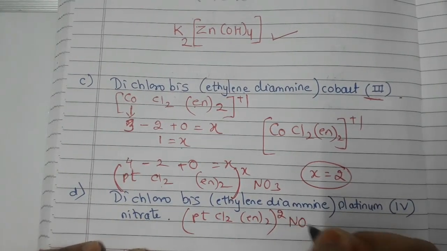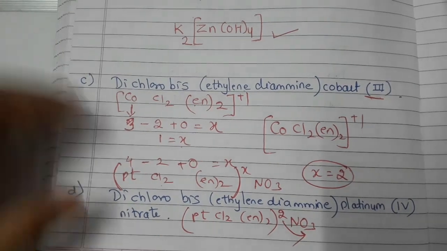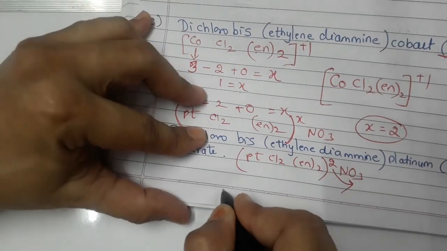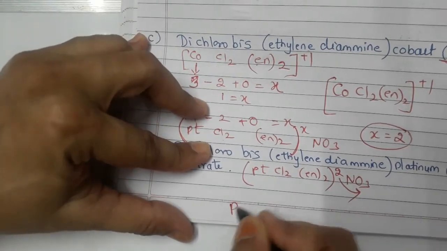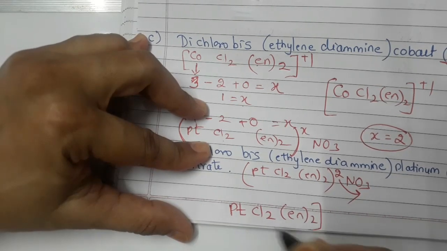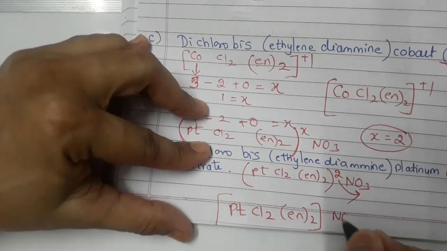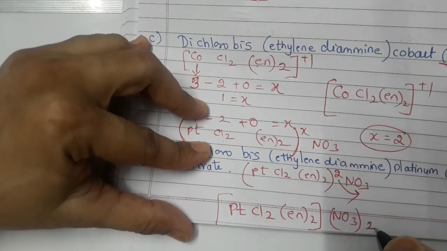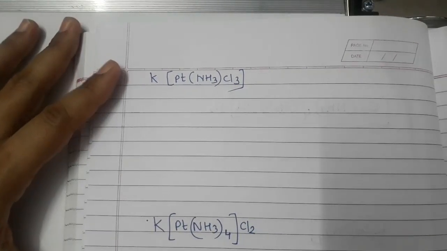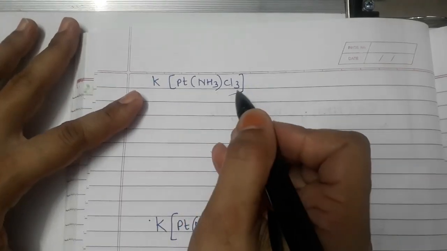Okay, and it is NO3. It means 2 will come down. If 2 comes down, then the formula of this full complex would be [Pt Cl2 En2]. This 2 will come down, so NO3 nitrate is 2. Now here we have K, Pt, ammonia and chlorine.